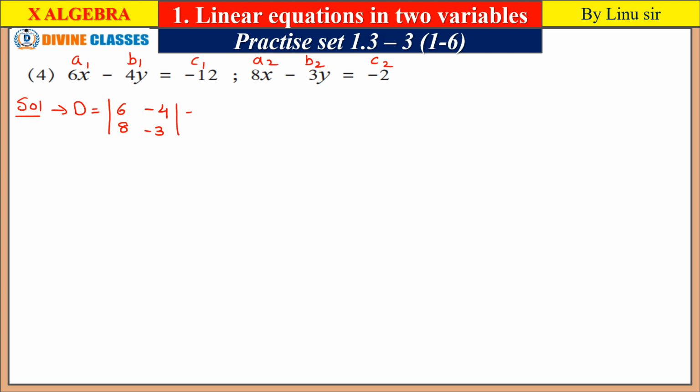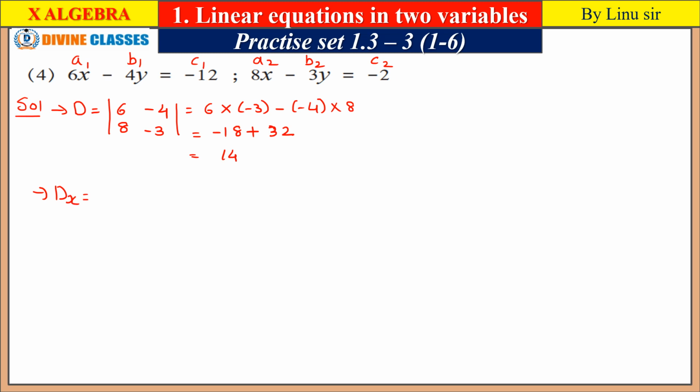Now we'll solve this. So 6 into minus 3 minus of minus 4 into 8. So 6 into minus 3 is minus 18, minus minus plus, 4 8s is 32. So now 32 minus 18, we'll just check it out. So 32 minus 18, that is 14, right? So we'll just rub it out. So the answer is 14.